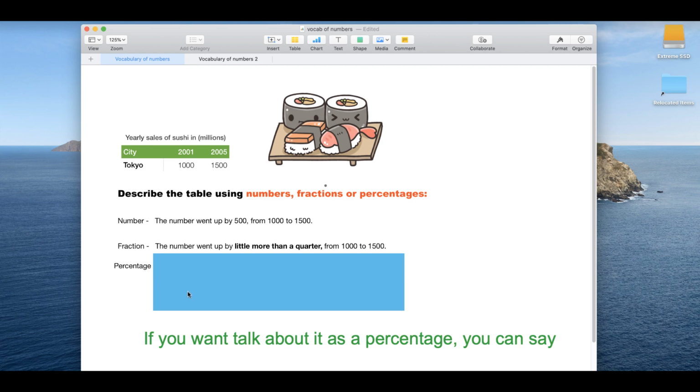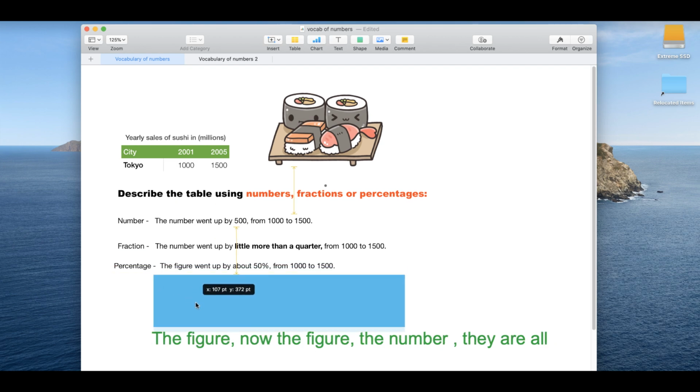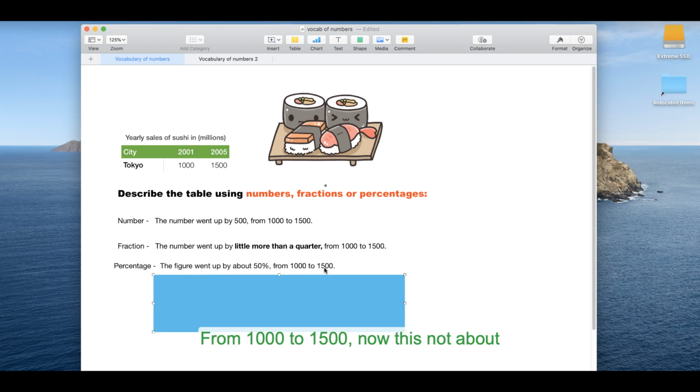If you want to talk about it as a percentage, you could say the figure. Now the figure, the number, they're all synonyms. I prefer using figure. Some people like to say number, but it depends on what you have here. You could say the figure went up by about 50% from 1000 to 1500. Now, this is not about 50%, it's exactly 50%. So it's not wrong if you say about. About kind of means it's almost 50%. In our case, it's exactly 50%, so you don't really have to say this. Just say went up by 50%. That's it. All right, let's go on to the next one.